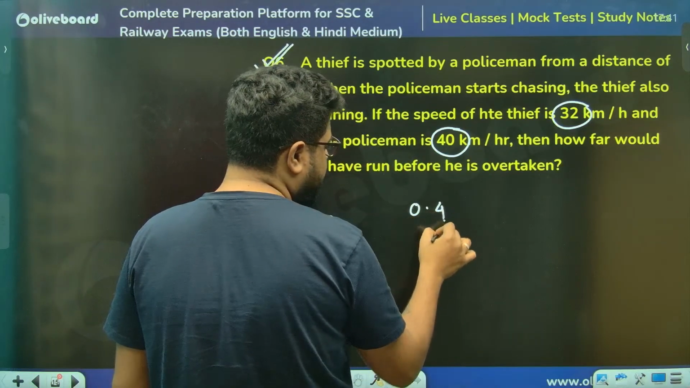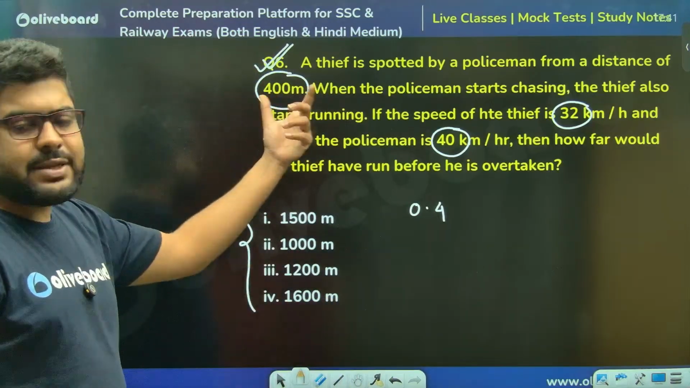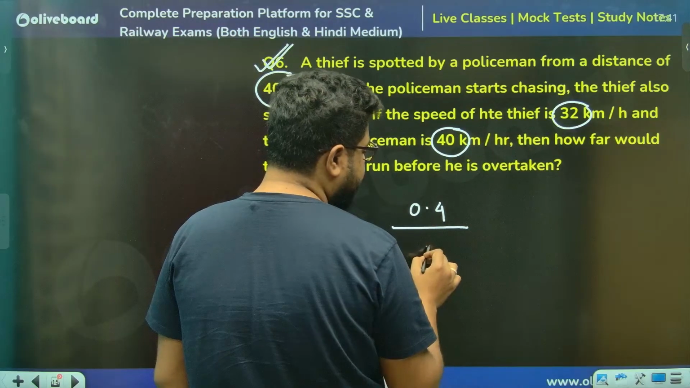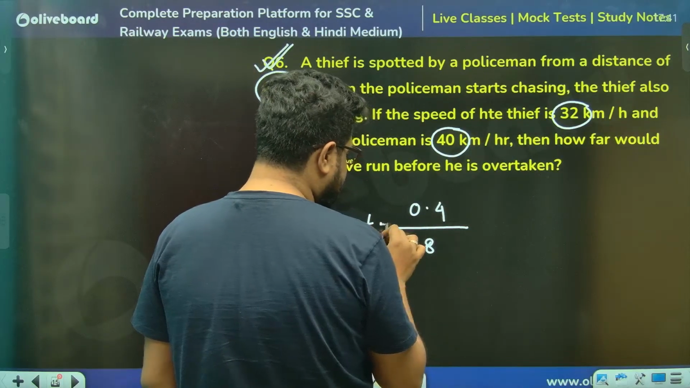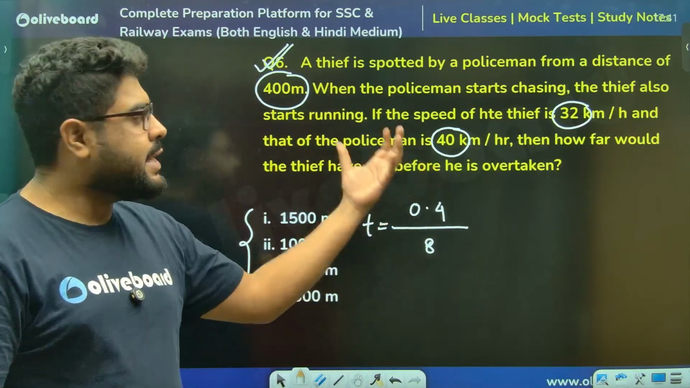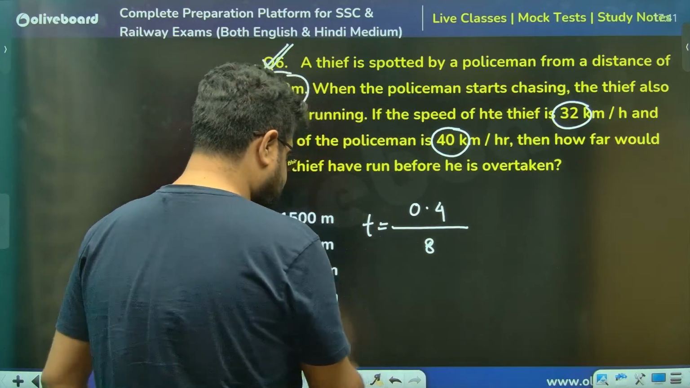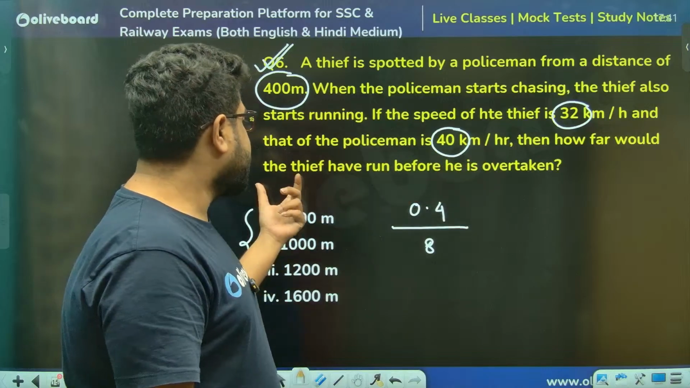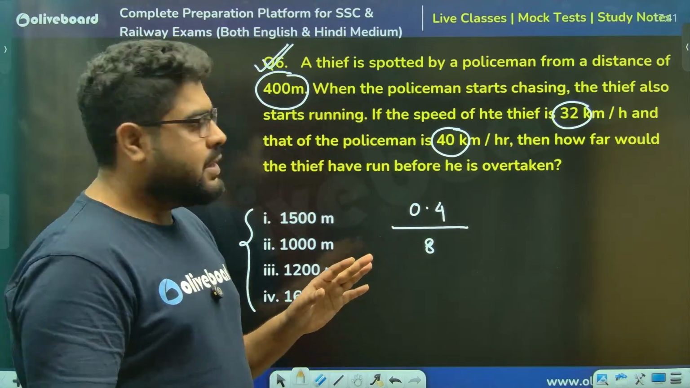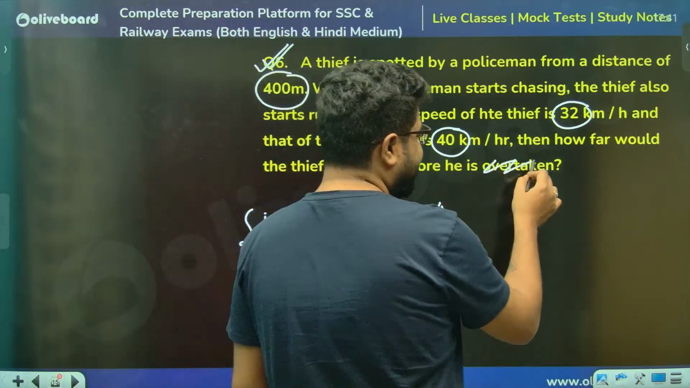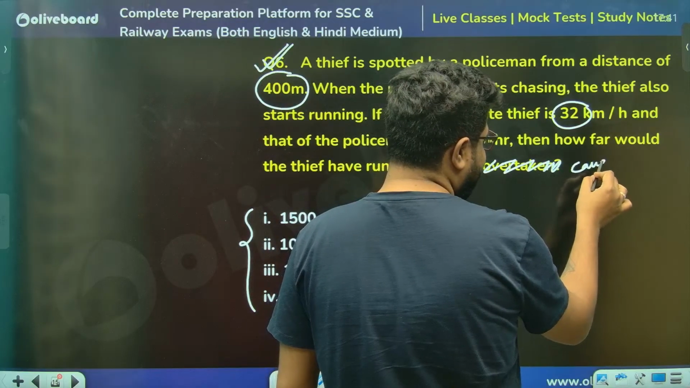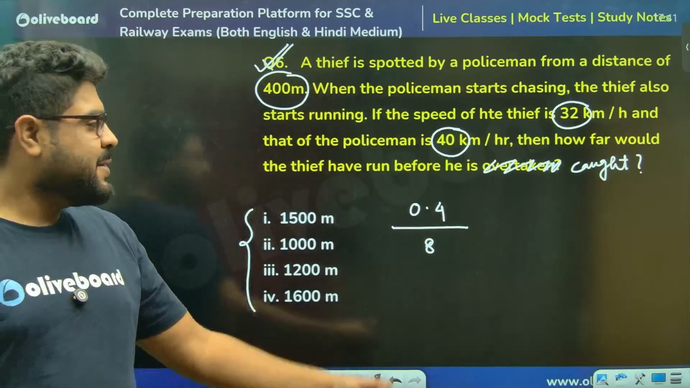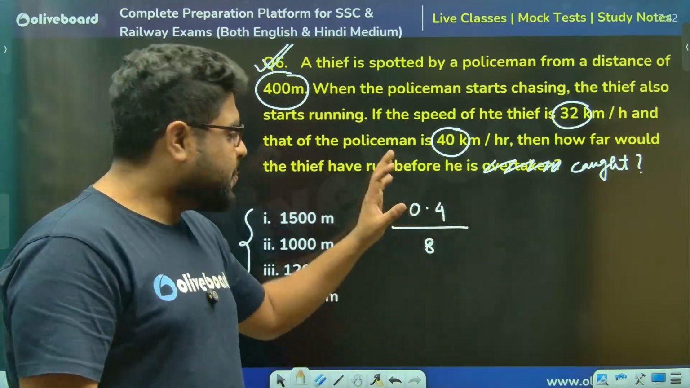Sir, इसको आप 0.4 ले लो. 400 meters is 0.4 kilometers. I'll keep everything in kilometers. By, sir, then this will be 8, sir. So this is the time after which the police has been able to catch the thief, right? Now they are asking how much distance the thief would have run. The overtaken word is very bad. Before he is caught, police उसको छोड़ के overtake करके थोड़ी ना चला जाए. Correct. So this into. So please, this is time, sir.